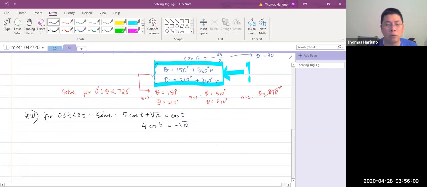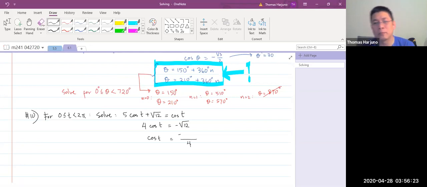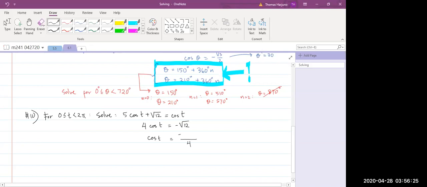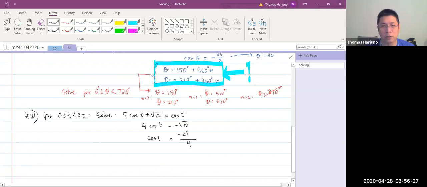You know what, I don't like that. I will divide by 4. However, let me simplify square root of 12 first. Square root of 12, what will that be if I simplify? Negative 2 radical 3, that's right. And that simplifies to be cosine t equals negative radical 3 over 2.